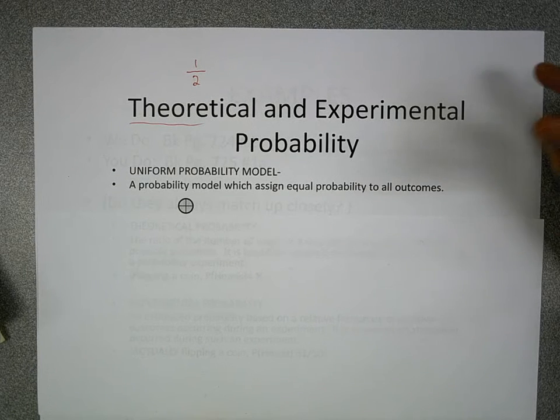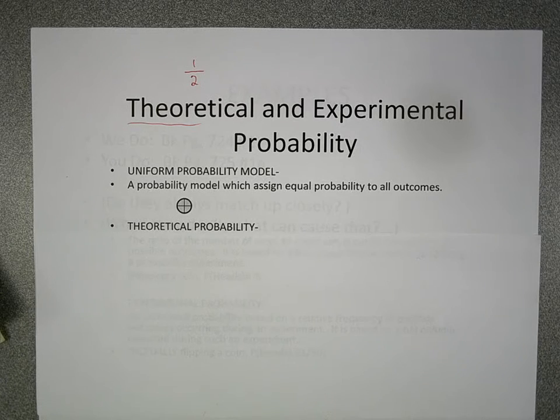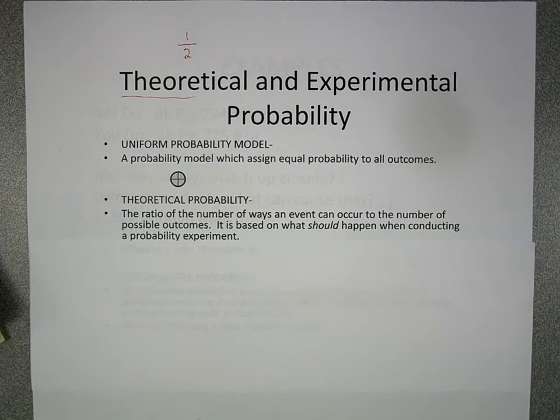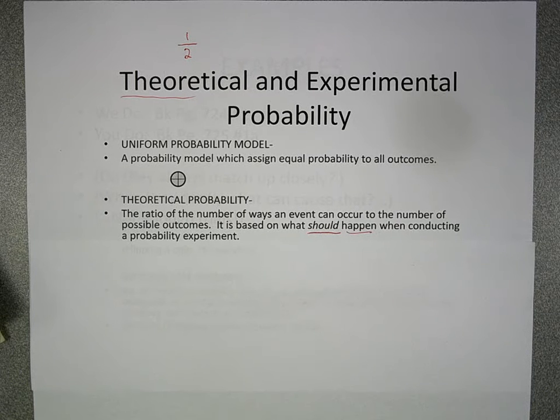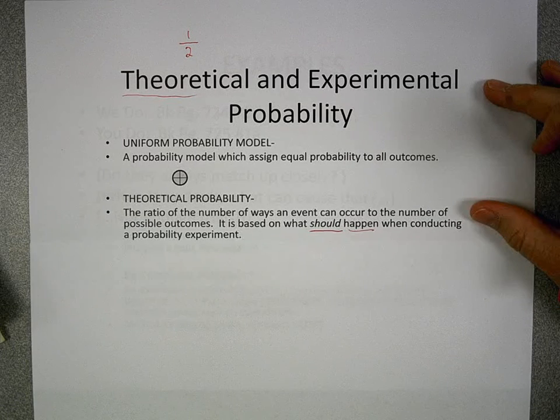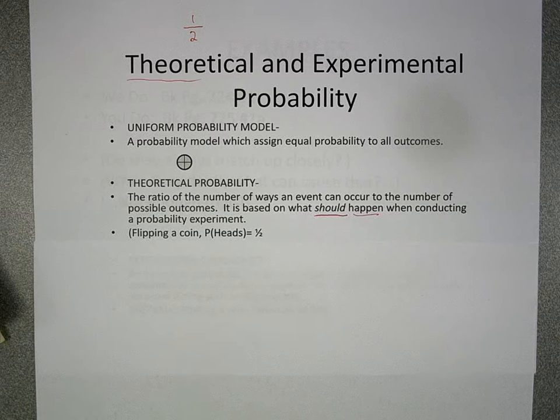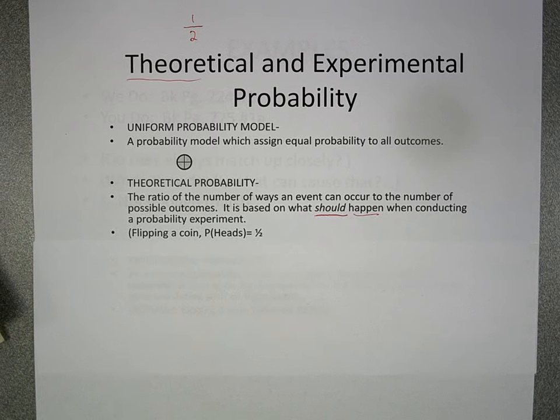All right. So here's what we were just talking about: theoretical probability. Your book says it's the ratio of the number of ways an event can occur to the number of possible outcomes. Here's what's really important in this definition. It is based on what should happen when conducting a probability experiment. It's based on what should happen, based on the number of possible outcomes and the number of favorable outcomes. In your little note box on the right, for example, when you're flipping a coin, the probability of flipping heads would be what we talked about a second ago: 1 out of 2.